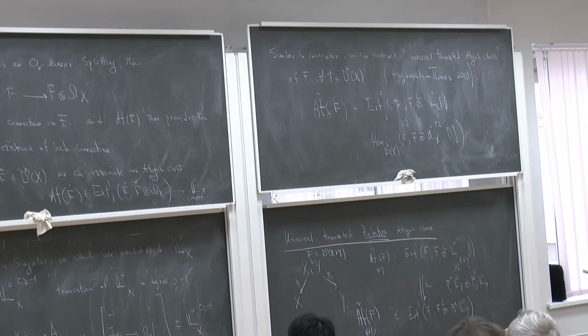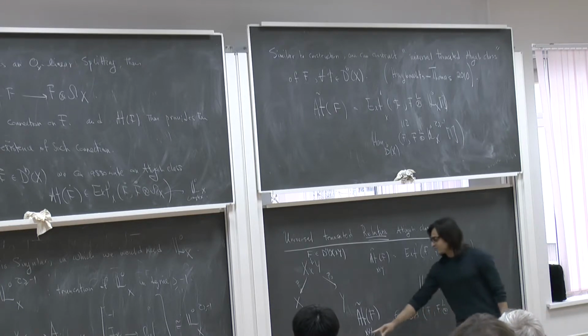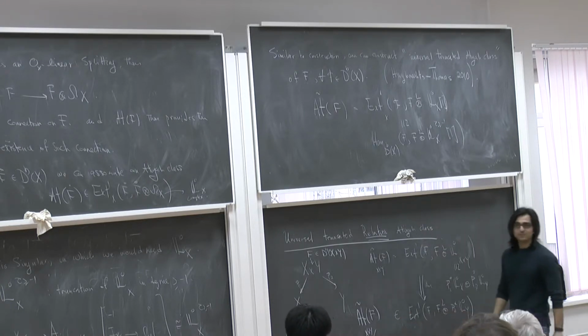Is this clear? So basically, the cotangent complex of Y is the cotangent complex of X times Y relative to X.